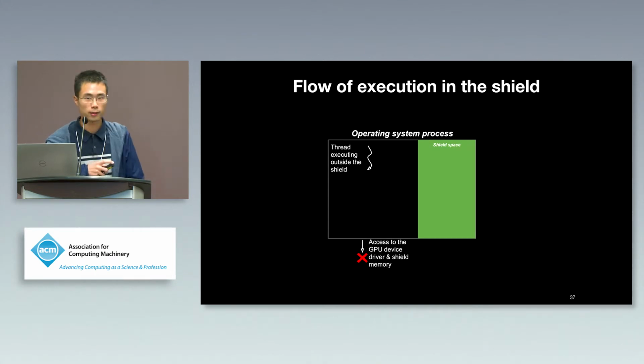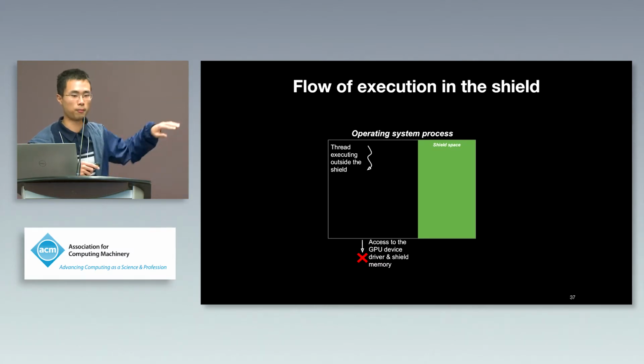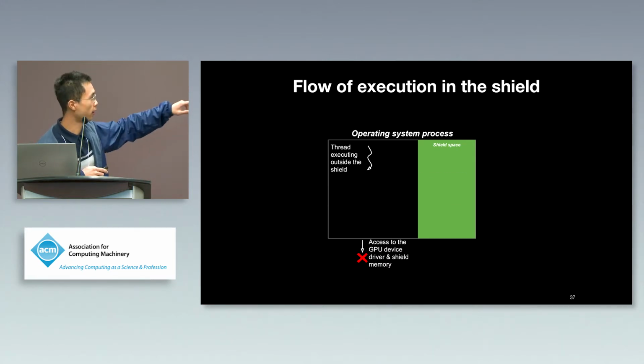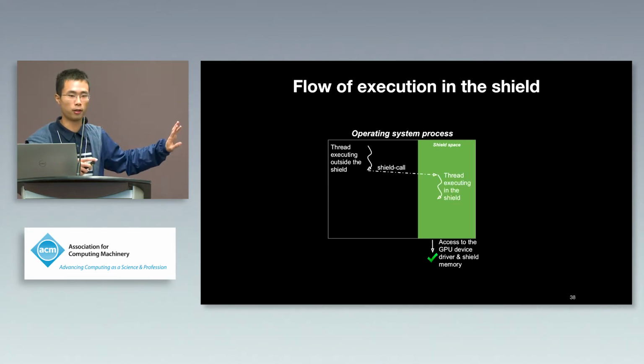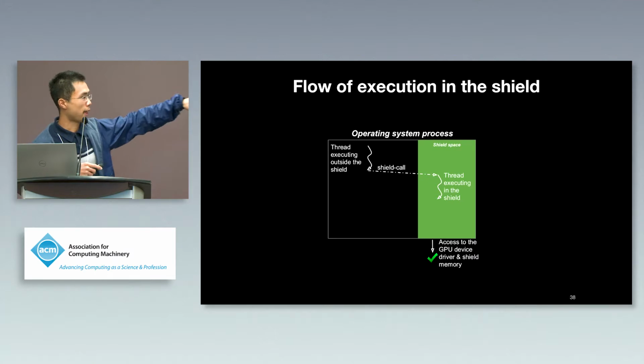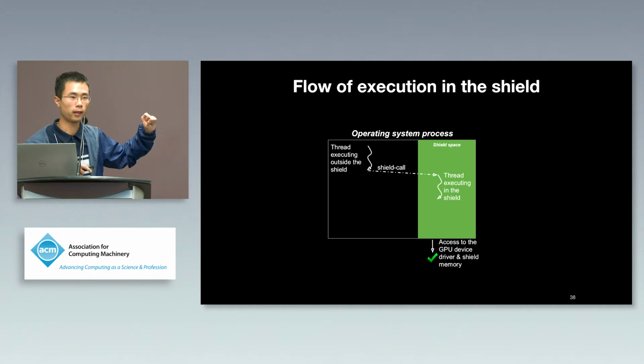Let's take a look at the flow of execution. A thread running outside the shield does not have access to the GPU device driver and shared memory. If it wants to do some GL call, to render something, it will become a shield call. A shield call is basically a syscall that returns to a designated address in the shield. At this address, we have a call gate function that checks which API it is calling.